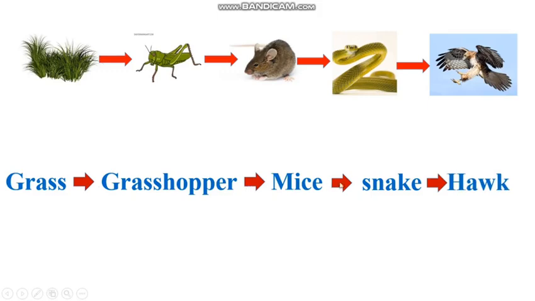Don't forget to indicate these what? These arrows. So from here you are able to see that you have the producers, you also have the primary consumers, they are herbivorous, you also have the carnivorous there, as you can see. So we have now the presentation.